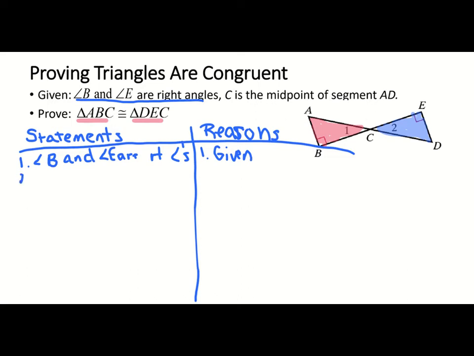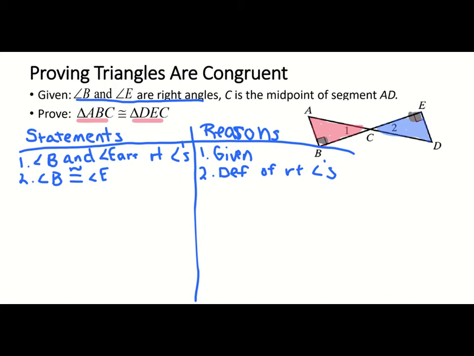So the next step, when they tell you they're right angles, you want to say that angle B is congruent to angle E, and that's going to be your definition of right angles. I know it seems silly, you're like, oh, I know right angles are congruent. That is true, but you have to tell people that. So definition of right angles. Now we have a congruent angle: B and E are congruent. I don't think I can get any other information from my first given.